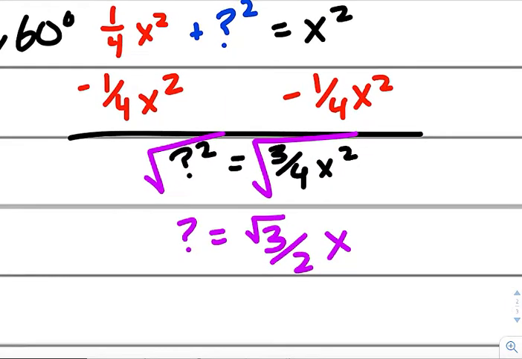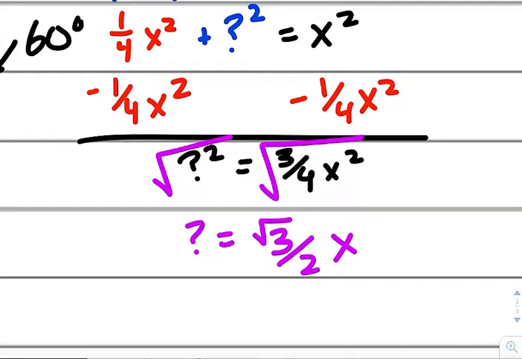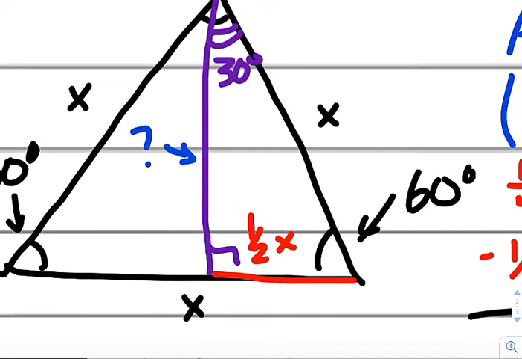If I take the square root of the top and bottom separately, that'd be the square root of 3 over the square root of 4. The square root of 4, of course, is 2. And so this unknown side length is going to be precisely equal to square root of 3 over 2 times x.